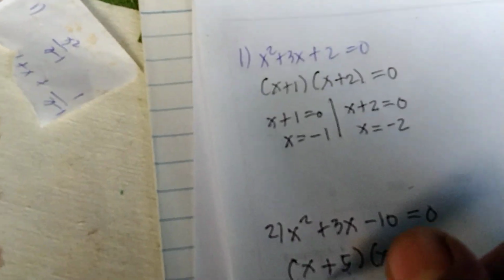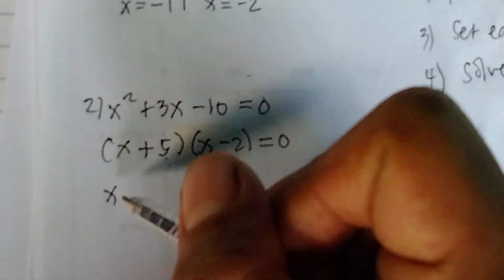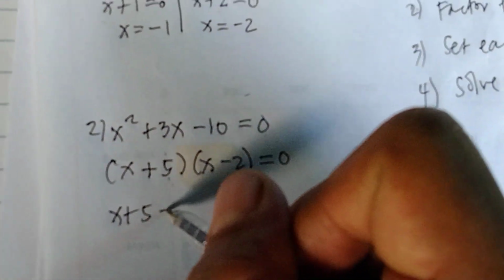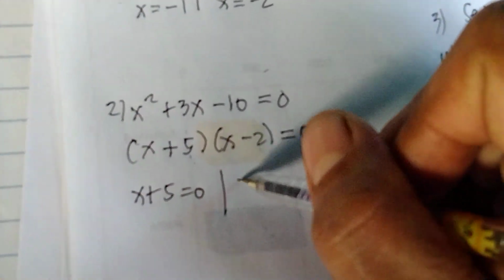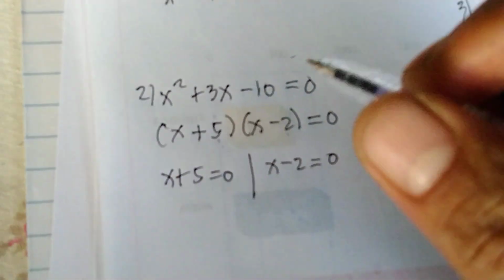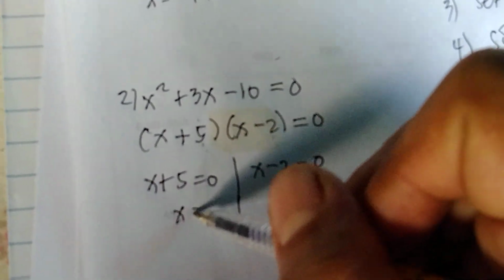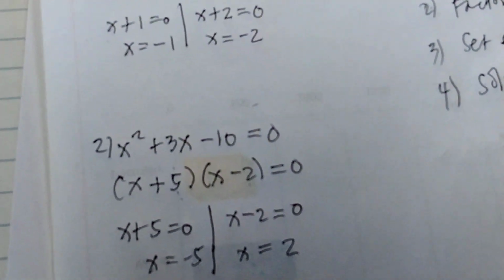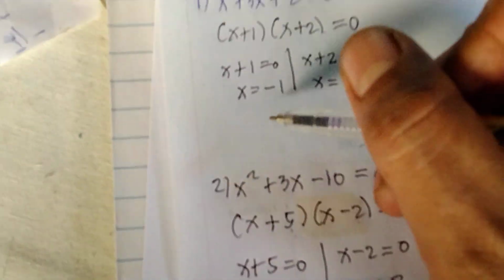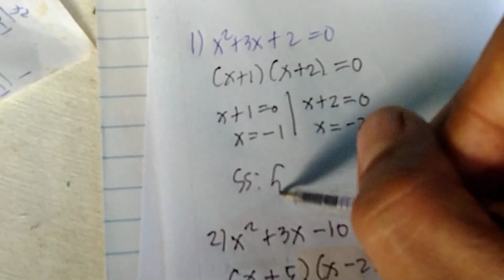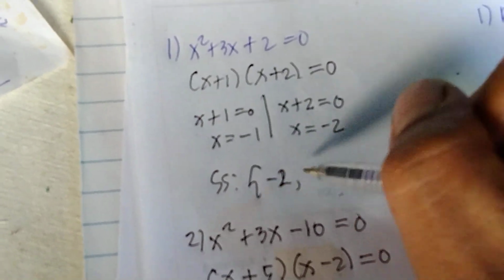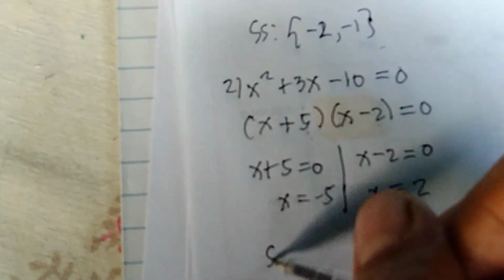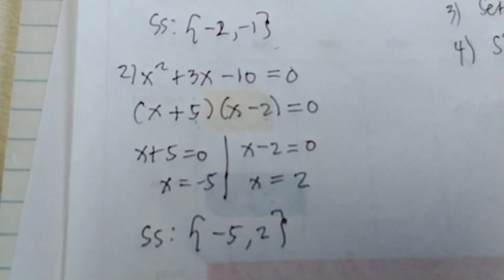So now we need to set each factor to 0. x plus 5 is equal to 0. Then x minus 2 is equal to 0. Then we need to solve. x is equal to negative 5. Then x is equal to 2. So here, in example 1, our solution set is negative 1 and negative 2. Then here, our solution set is negative 5 and positive 2. So is it clear, class?